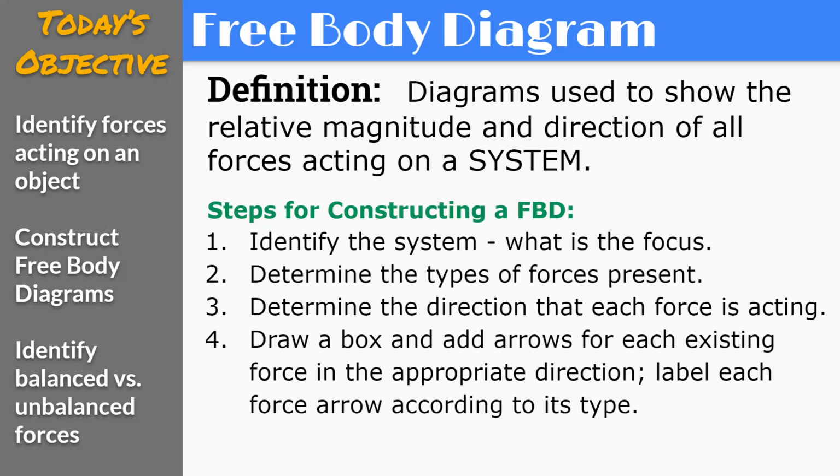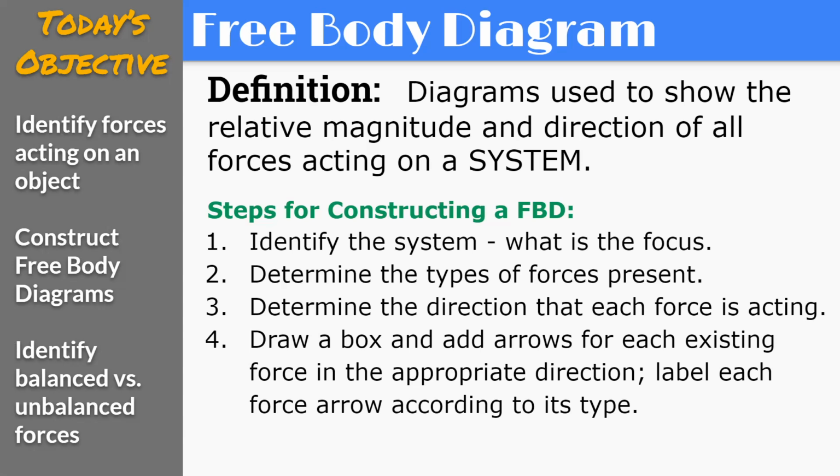We're going to do an example in a second. So for right now, you just need to write down the directions for doing this, and then once we do the example, it'll hopefully make more sense if this doesn't quite make sense yet. So we're going to identify the system, determine the types of forces, determine which way the forces are acting, and then draw it. Those are basically the steps abbreviated.